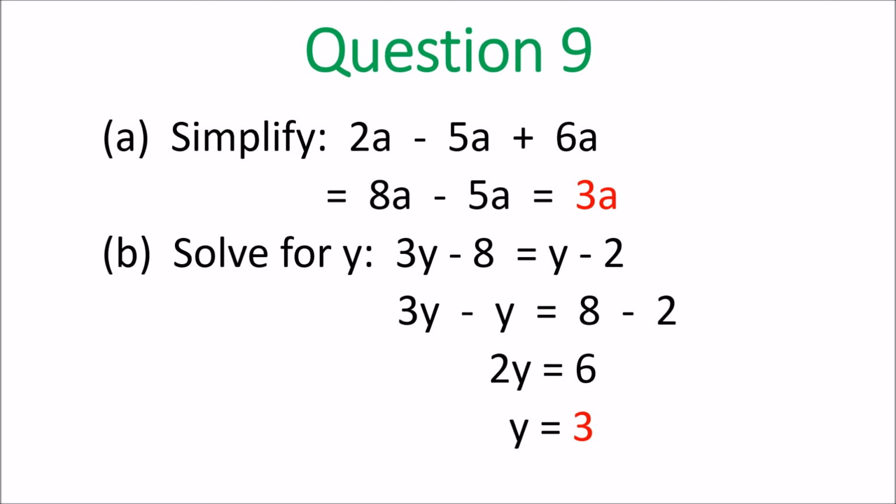Solve for y. Leave the y's to the front, so you have to bring the y across. Makes it minus y, and take the 8 to the back, makes it positive 8. 3y minus y is equal to 8 minus 2. 2y is equal to 6. So when you divide by 2, you get y is equal to 3. You must know how to work something like that.